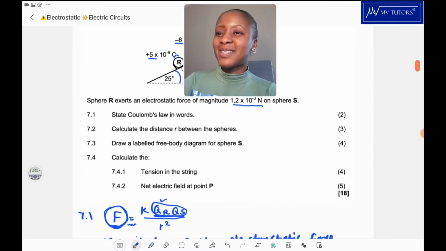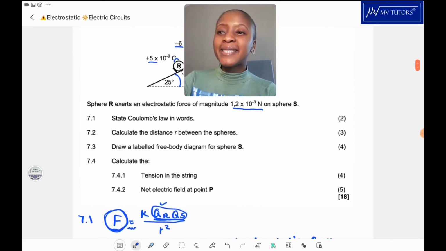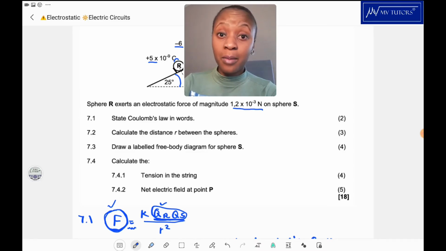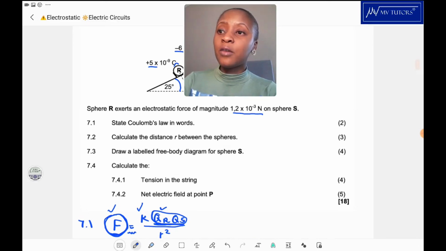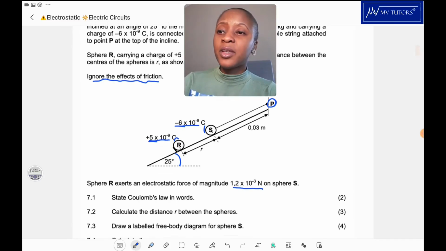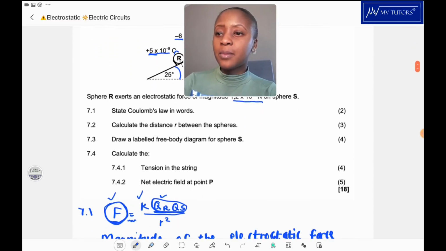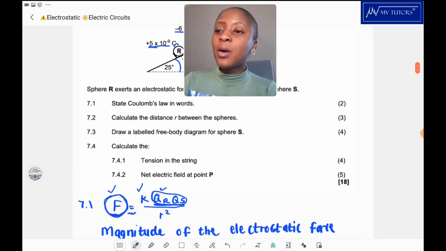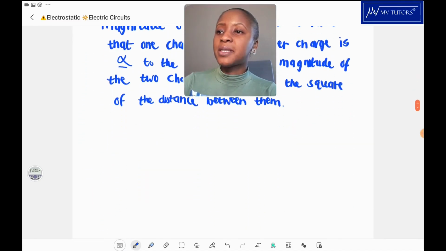Now let us go back to 7.2. Calculate the distance r between the spheres. We already have the formula. They gave us the force, which is 1,2 times 10 to the power minus 3 Newton. We have the constant, 9 times 10 to the power 9. We have the charges of both spheres, they gave it to us: 5 times 10 to the power minus 6 and negative 6 nanocoulomb, because it's times 10 to the power minus 9. Our only unknown is R, which is what we need to get. So let us do it.